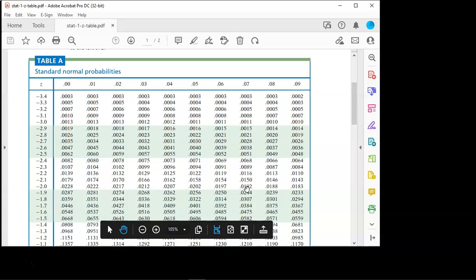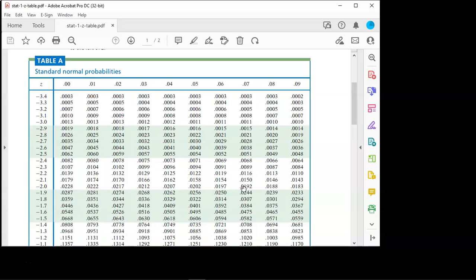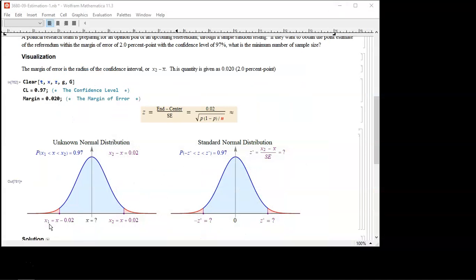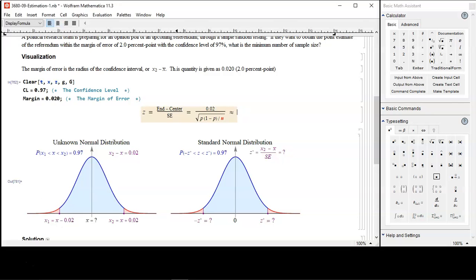Negative 2.17. It's in the negative 2.1 row and it's in the 7 column. So negative 2.17. You see? To the left we have 1.5%, 1.5% to the right, 97% in the middle. So look up 1.5%, and that was negative 2.17.